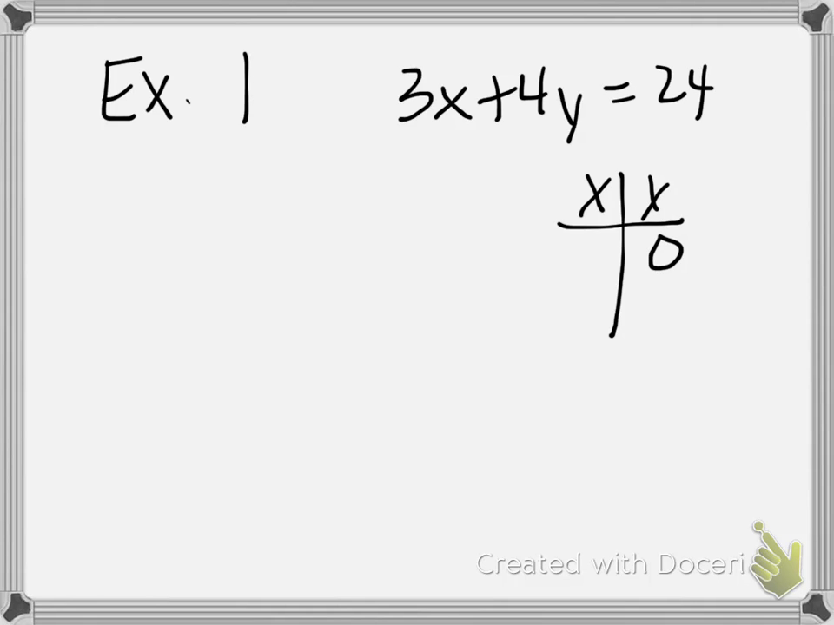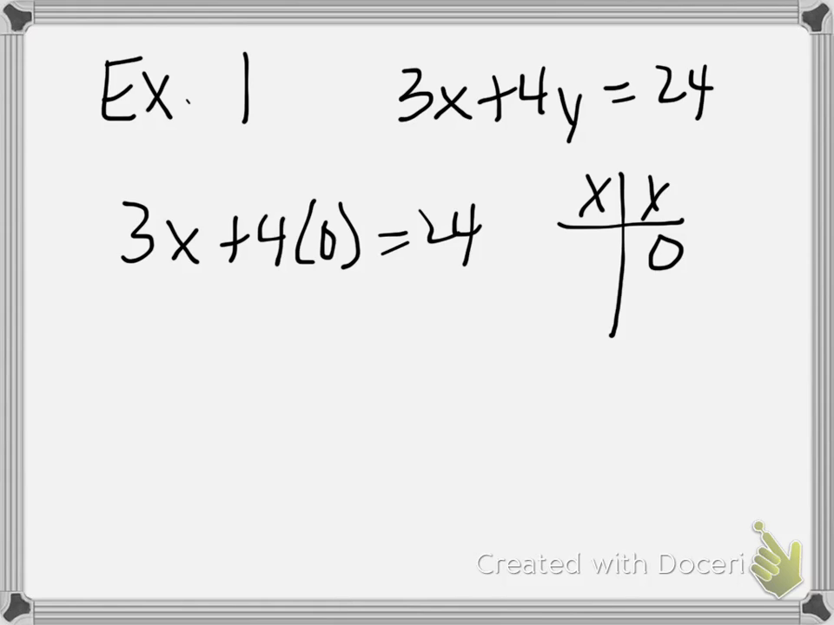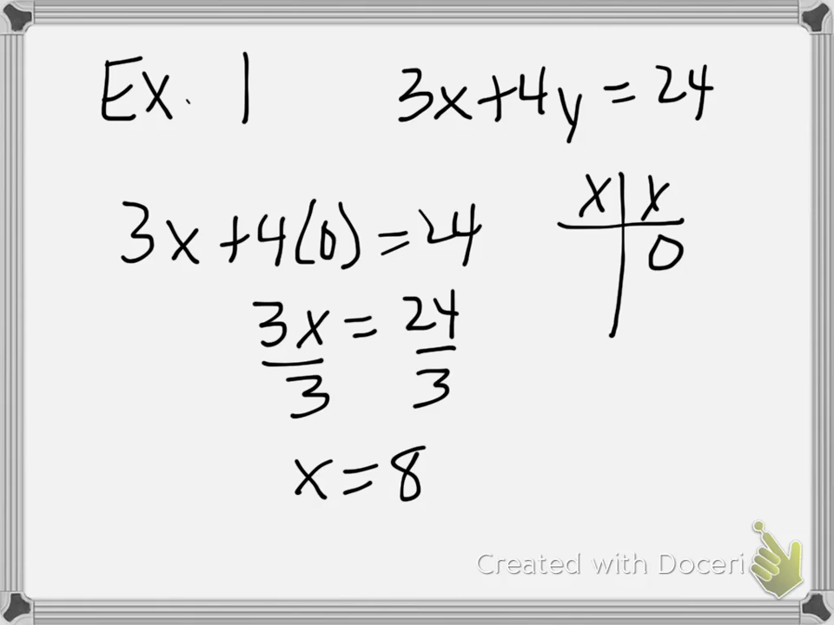So for instance, if we're going to solve for x first, let's go ahead and plug in 0 for y. So we'd get 3 times x plus 4 times 0 equals 24. And then since 4 times 0 is 0, it leaves us with just 3x equals 24. And then we would divide by 3 and get x equals 8. So our first point, our x-intercept, is 8.